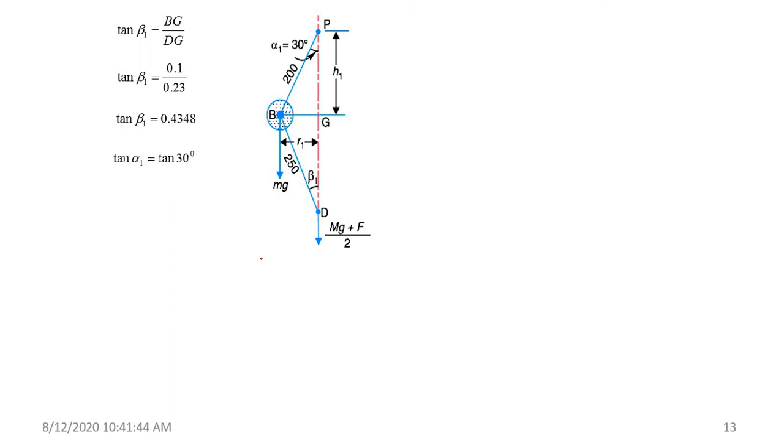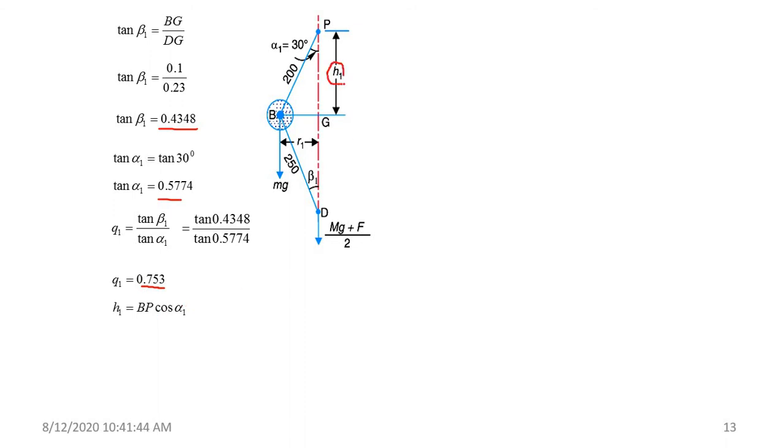So what is the value for beta 1? Here is the value for tan beta 1, 0.4348. Tan alpha 1 is equal to 0.5774. So the Q1 value we can find is 0.75. Next, the H1 value. How to find H1? You know the alpha 1 value, the hypotenuse value and the opposite side value, R1, so you can easily find the H1 value.